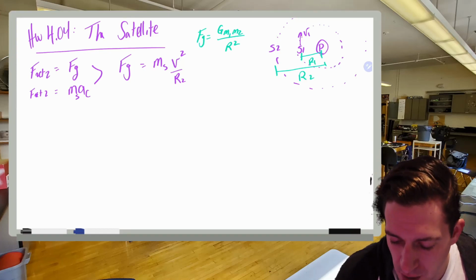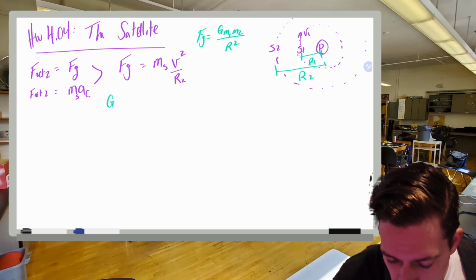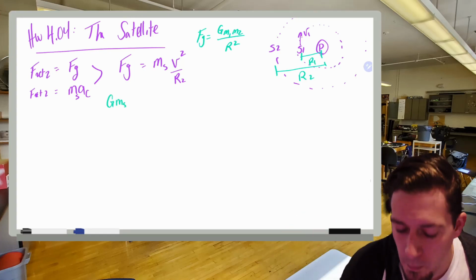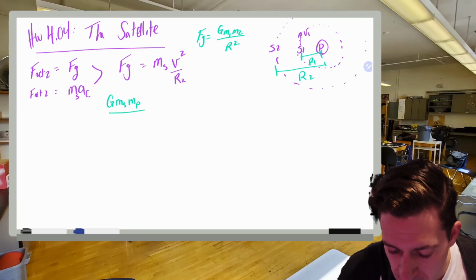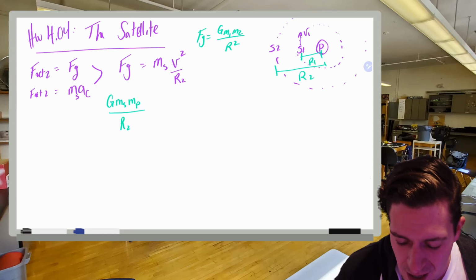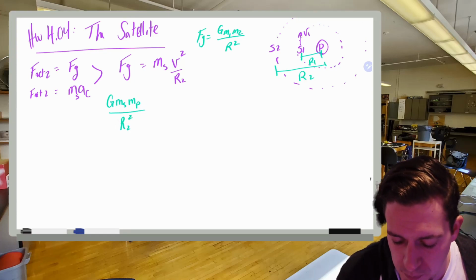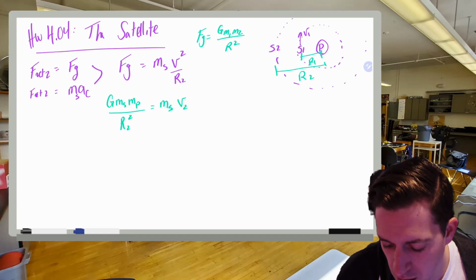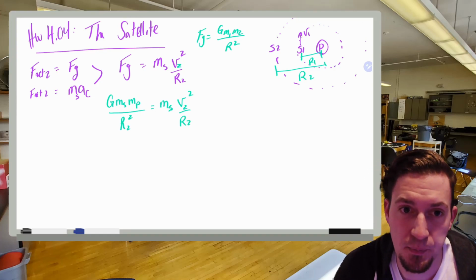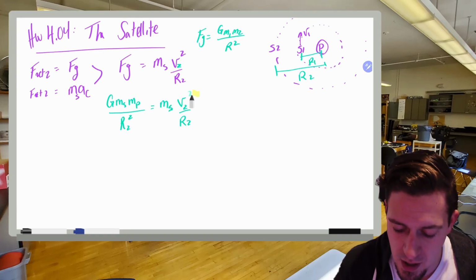So if I were to sub this in here, I would have big G, the mass of the satellite, and the mass of the planet as the other mass, divided by R2, because R2 is the distance, and this would be squared. And then this would be equal to the mass of the satellite, and then V2, we want to be careful, divided by R2, and don't forget that this V2 is squared. A lot of 2s.